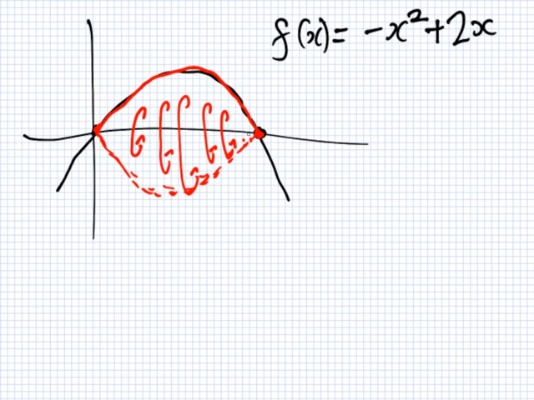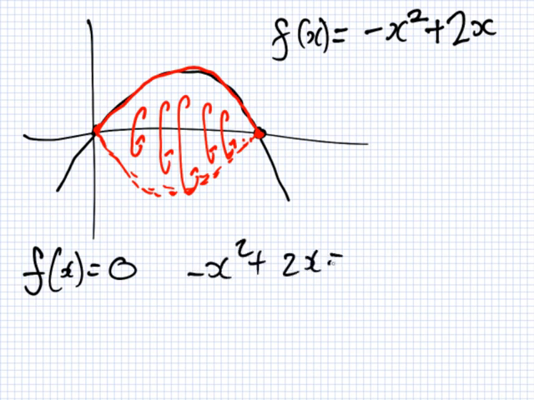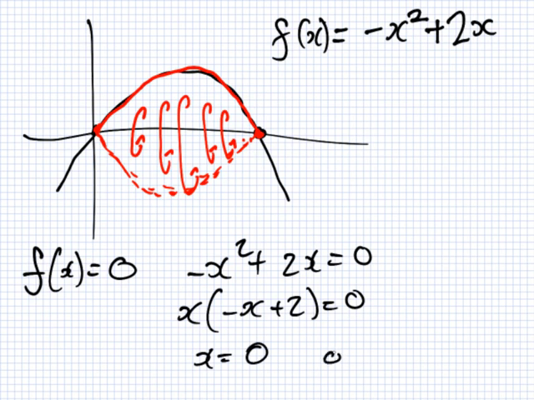Yeah? So, first step. We make the function equal to 0 to get the a and the b. So we have minus x squared plus 2x equals 0. So we have x times minus x plus 2 equals 0. So we have x equals 0 or 2. So did you get 0 and 2? Yes.